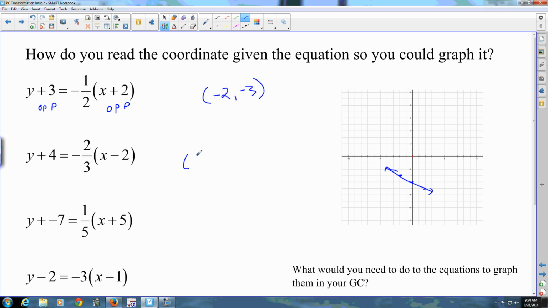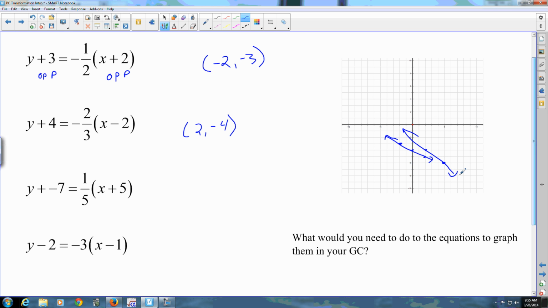This one would be 2, -4, with the -2/3. So down 1, 2, 1, 2, 3. So then this would be that line. Yeah, it doesn't look like much of a line, but you understand what I'm trying desperately to do. So the starting point would be -5, 7. And the slope is 1/5, so up 1/5. So then this would be your line. Okay. So I think you've got the hang of it.